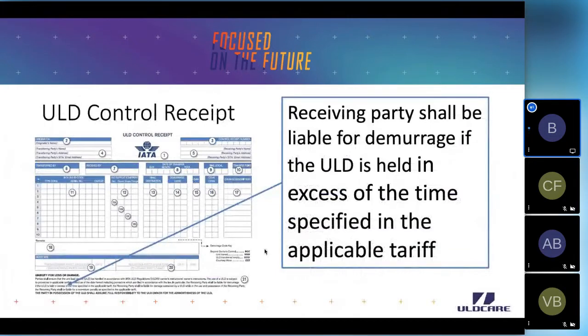And it's also here in the ULD control receipt. Nobody could tell me when it might have been put in the TACT manual, but I suspect it's been there for 30, 40, 50 years. And the same in the ULD control receipt, where it states loud and clear, the receiving party shall be liable for demurrage if the ULD is held in excess of the time specified in the applicable tariff. How clear can it be? And that's just there in the small print at the bottom of the IATA standard RP 1654 ULD control receipt.